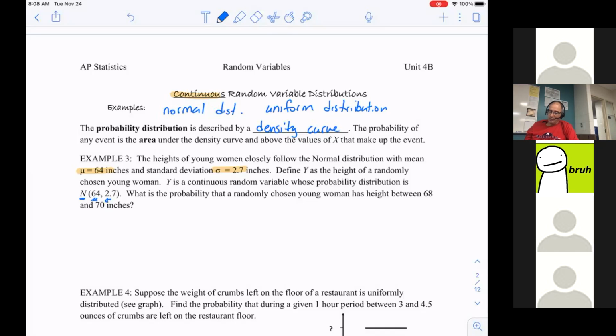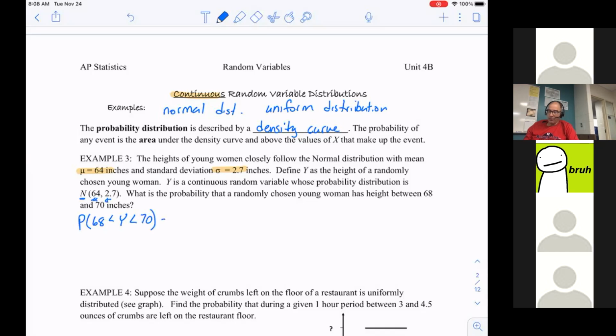What is the probability that a randomly chosen young woman has a height between 68 and 70 inches? This is where we're going to write a probability statement. We want the probability that the young woman is between 68 inches and, remember, we have to use the right variable now, y, and that's less than 70, my right-hand boundary.